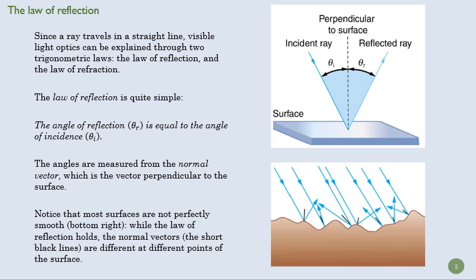So this is why a mirror works well. A mirror is basically a surface in which you try to get rid of as many of these hills and valleys as possible, and that gives you a nice clean reflection. But if you have a surface that is more rough, like a tabletop, your reflection is going to be a lot more diffuse, and so you're not going to get a perfect image of whatever is being reflected by the surface. So that's the law of reflection.